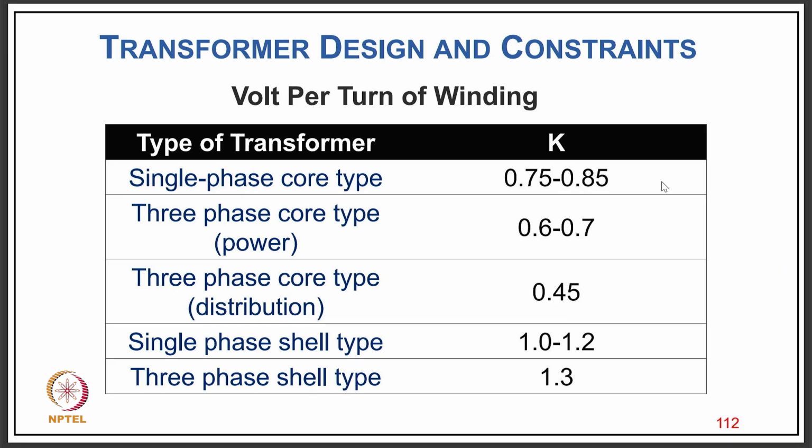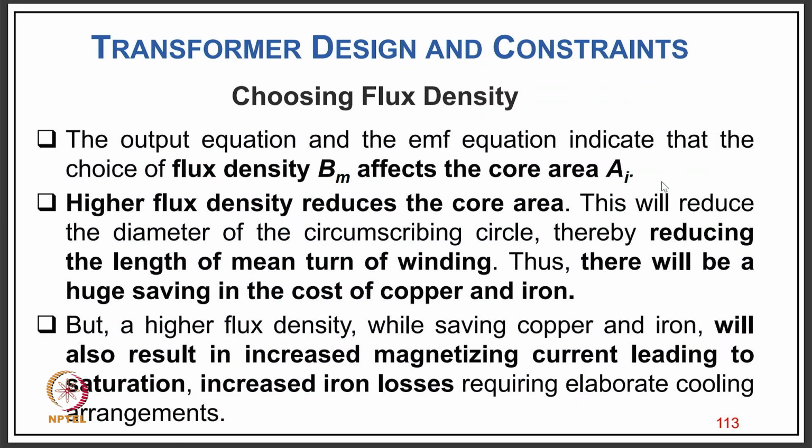So for single phase core type, K varies from 0.7 to 0.85, and for three phase core type power transformer it varies from 0.6 to 0.7, and for three phase core type distribution transformer it is 0.45, and for single phase shell type it is 1 to 1.2, and for three phase shell type it is of the order of 1.3. So this is the value of K which relates the output kVA rating with the volt per turn, that is ET equal to K into under root Q.